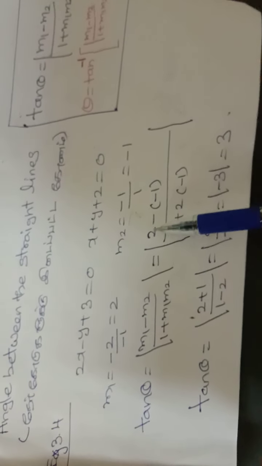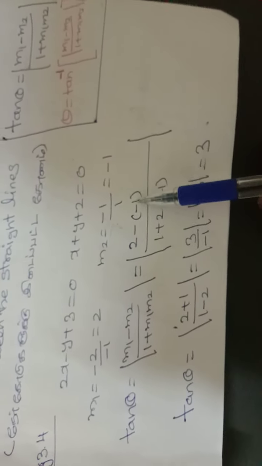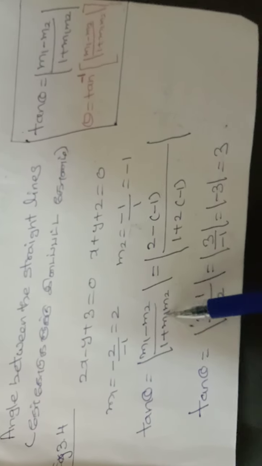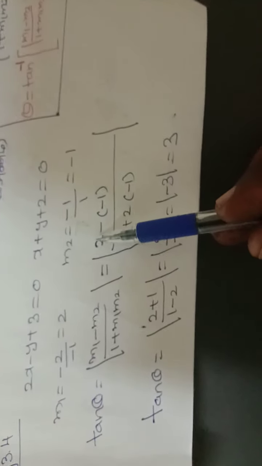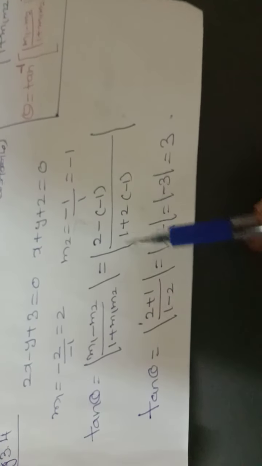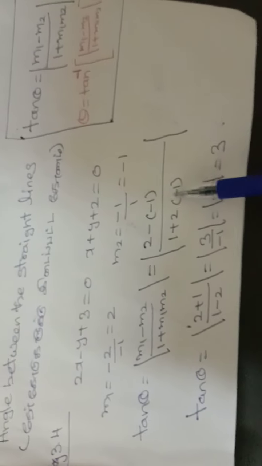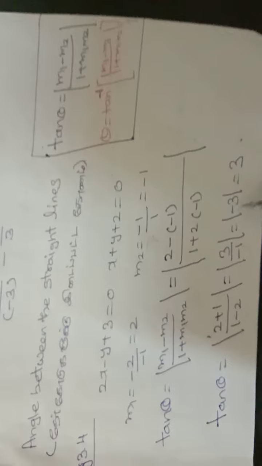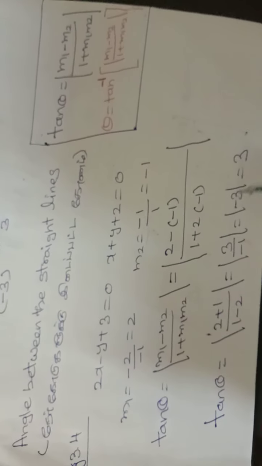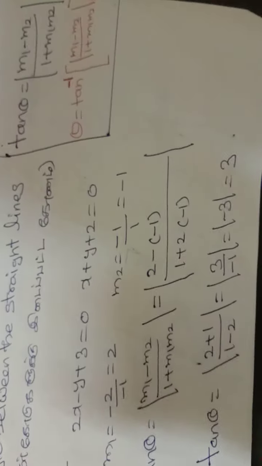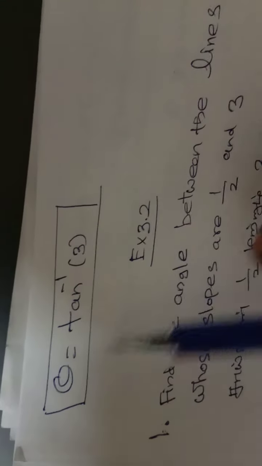That is equal to 2 minus of minus 1, divided by 1 plus m1 m2, which is 2 into minus 1. So tan theta equal to 2 plus 1 in the numerator, and 1 minus 2 in the denominator. So it is 3 by minus 1, that is minus 3. But when you take modulus, whether it is plus or minus, it becomes only 3 here. So tan theta equal to 3. So theta equal to tan inverse of 3.